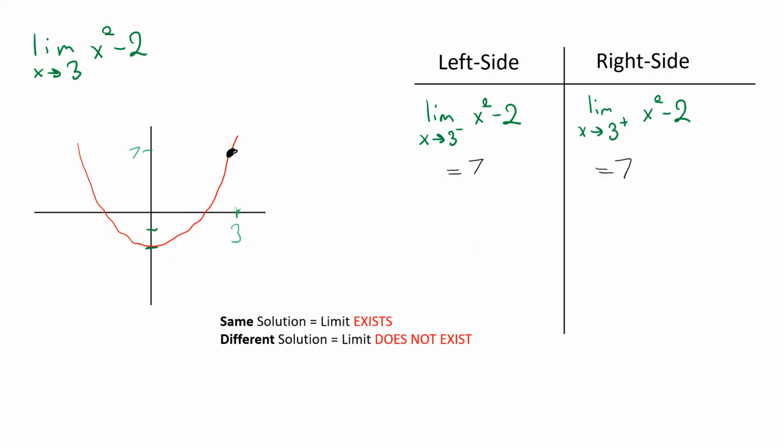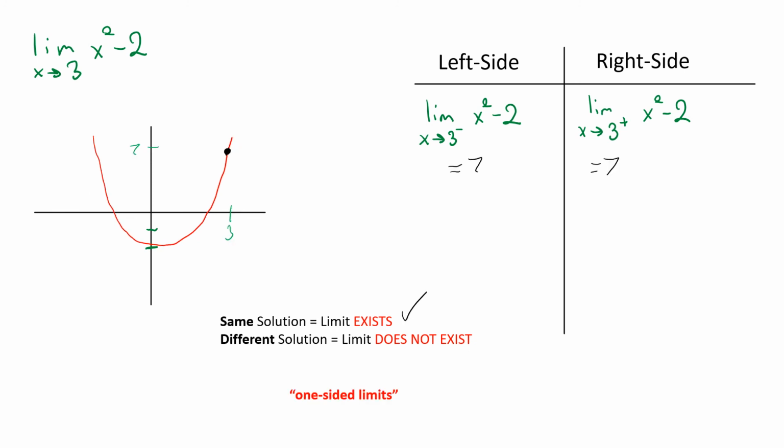When solved, if I get the same solution, then the limit exists. If, however, I get different solutions for each left and right side, then my limit does not exist. For example, in the problem we solved, our solutions were the same, therefore we can say the limit exists.